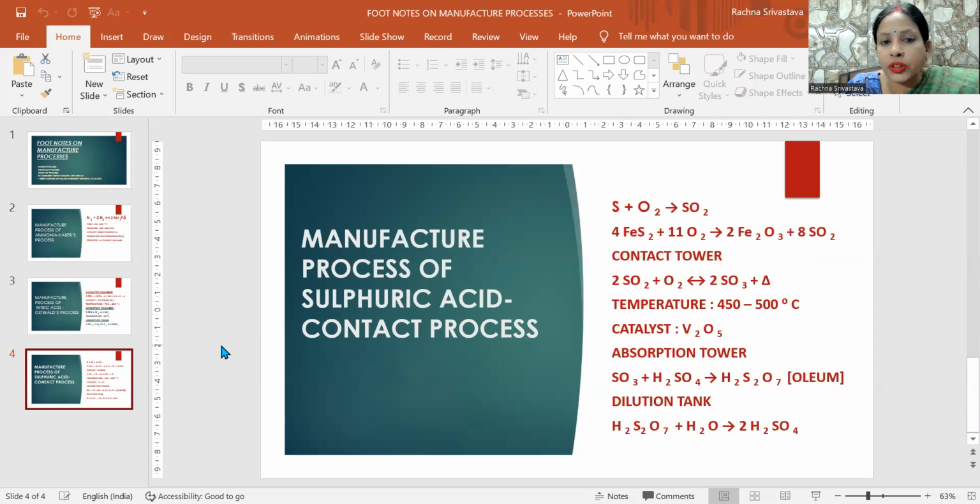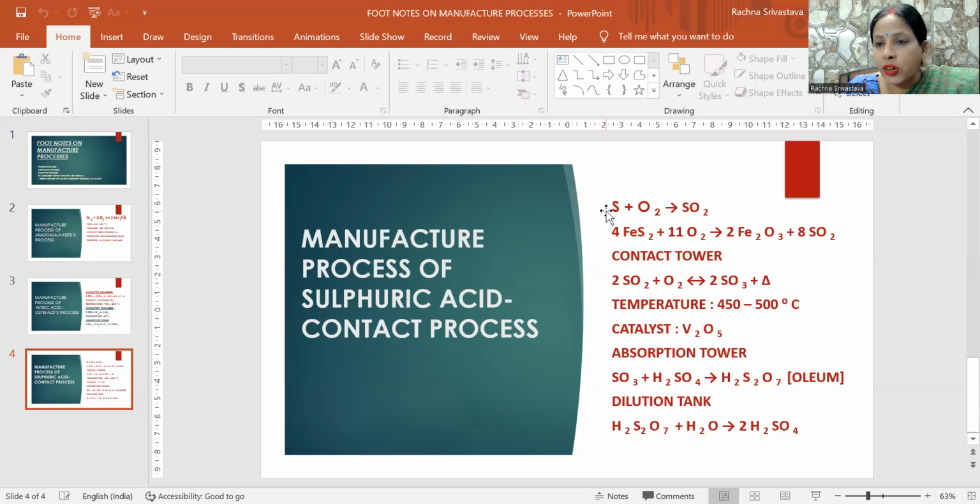Then the last is the manufacture process of sulfuric acid, which is known as the contact process. It is sulfur plus oxygen forming sulfur dioxide, or the other way around, iron pyrites, when they come in contact with oxygen, form iron oxide and sulfur dioxide. For the first reaction, if you are using sulfur plus oxygen, the mobile number is 111. And if you are using iron pyrites, then the mobile number becomes 4 11 2 8.